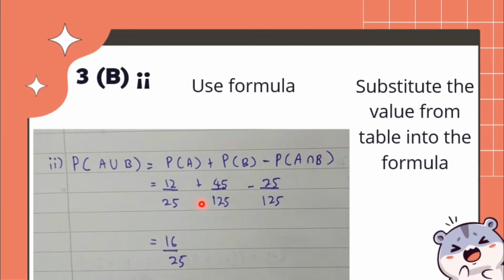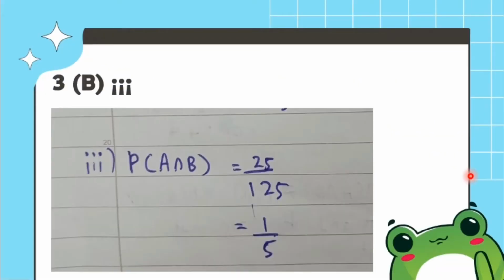For the second question, we can use the formula probability of A union B is equal to the probability of A plus probability of B minus probability of A intersect with B. So just take the values from the table and we will get the answer here, which is 16/25.